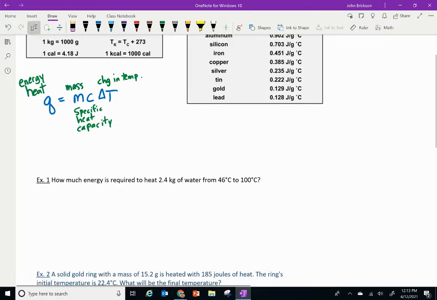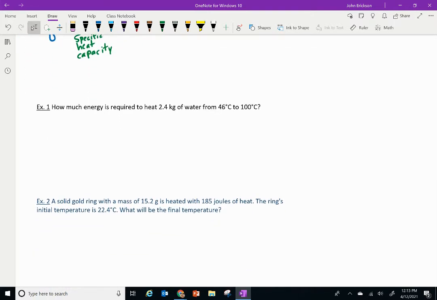All right, let's use this equation and the specific heats to solve a couple calculations. Question number 1 here, how much energy is required to heat 2.4 kilograms of water from 46 to 100 degrees Celsius? I'm going to write down a few variables as we work here. The first one is the mass. The mass is given as 2.4 kilograms, but when we use our values for this equation, we want mass to be in grams. So let me just get this out of the way right here. We'll turn those kilograms into grams.